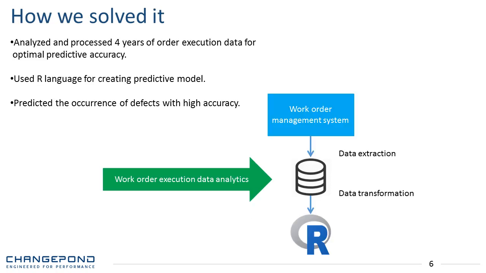Here, our task was to predict whether a work order will end up with a defect or not. This is a typical binary classification problem with two outcomes, like predicting whether heads or tail will occur with the flip of a coin. To solve this problem, we made use of the historical data in our database. 4 years of order execution data was used for modeling.